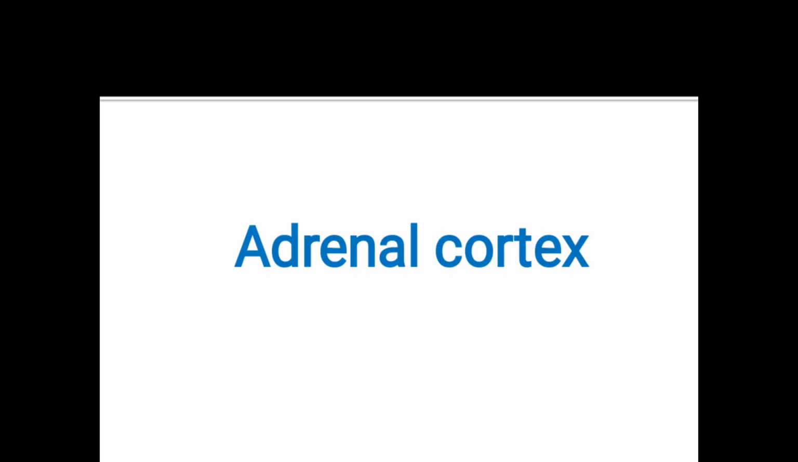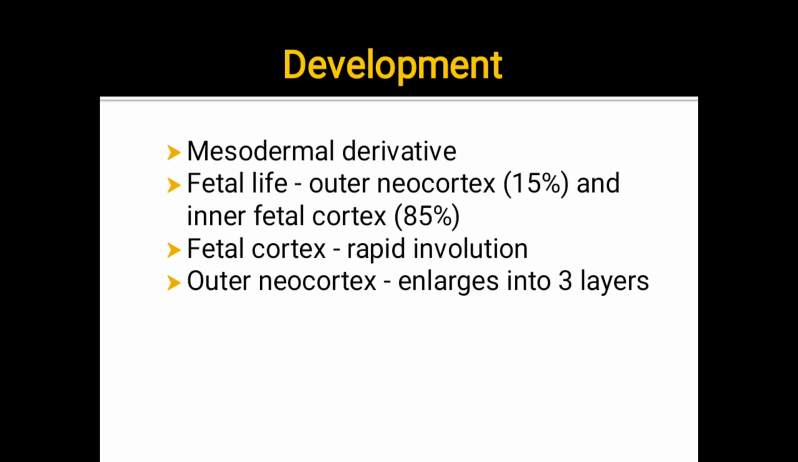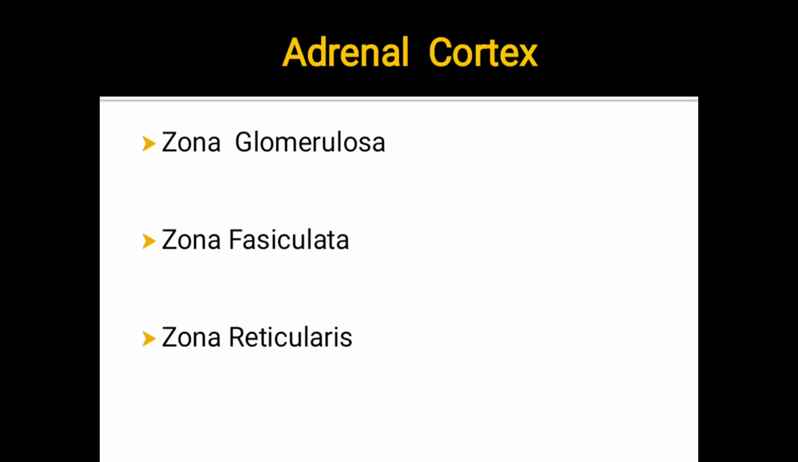So I'll elaborate on the adrenal cortex and the hormone glucocorticoids produced by it. Adrenal cortex is a mesodermal derivative. During fetal life, the cortex comprises two parts, the outer neocortex and the inner fetal cortex. Now, this inner layer rapidly involutes, and the outer neocortex differentiates into three layers of the adrenal cortex.